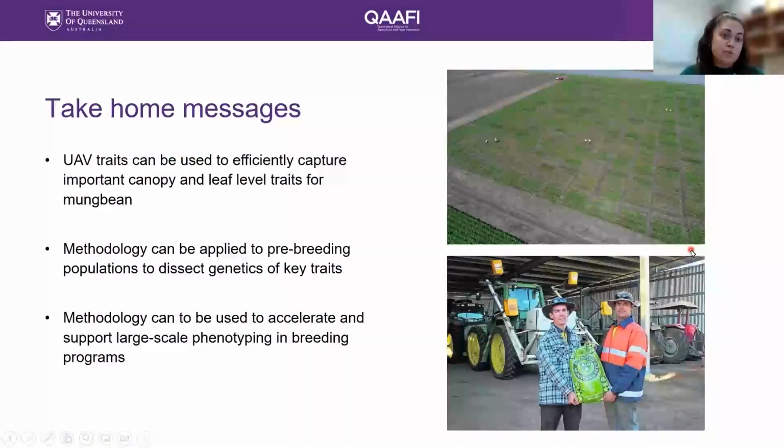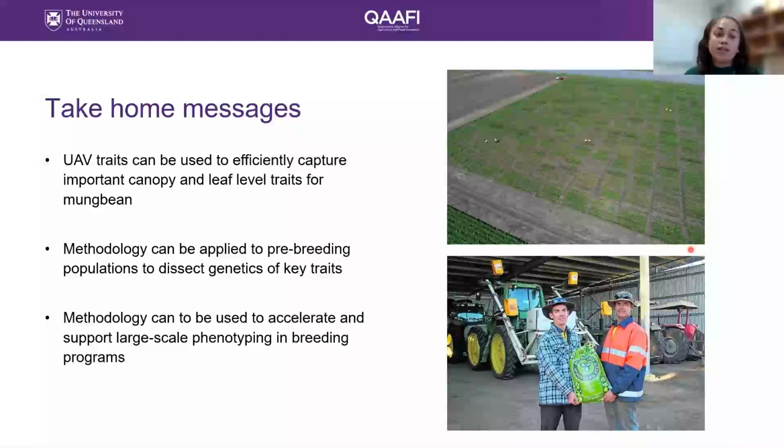So I just wanted to finish my talk by highlighting some key messages. The first is that UAV traits can be used to efficiently capture important canopy and leaf level traits for Mungbean. A lot of these traits, like disease screening, early vigour, and biomass, are really important traits that breeders do capture, and using this technology allows them to capture this data in more detail.